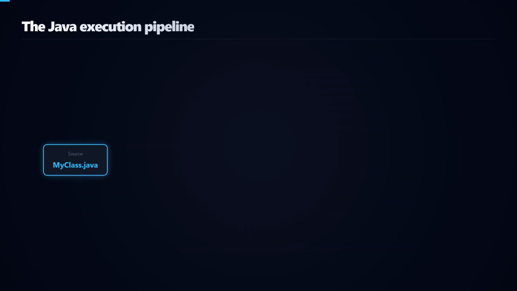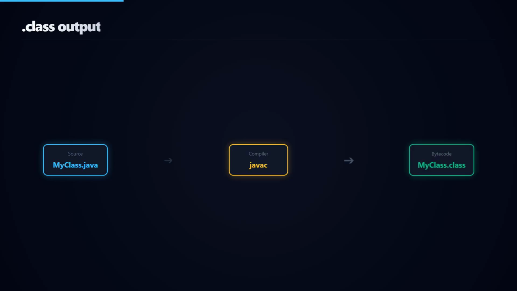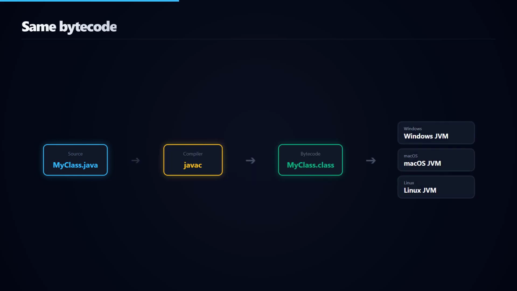The pipeline starts with source code, the file developers actually write. Now Javac appears as the bridge from source to runtime-ready output. The output is a .class file, which contains portable bytecode instructions. That same bytecode can move toward different operating system JVMs safely.